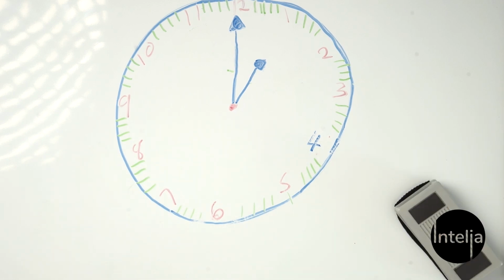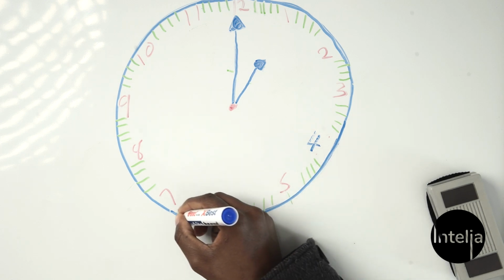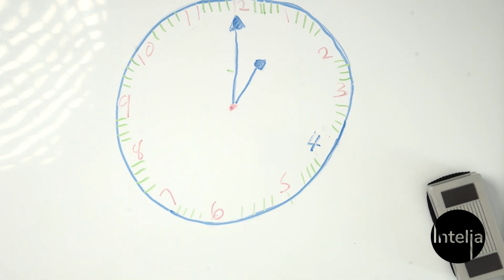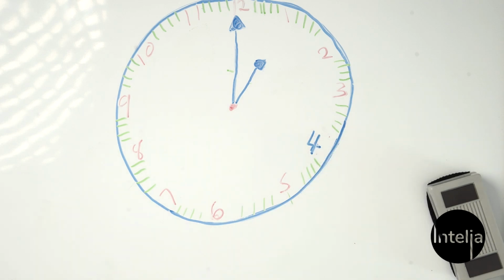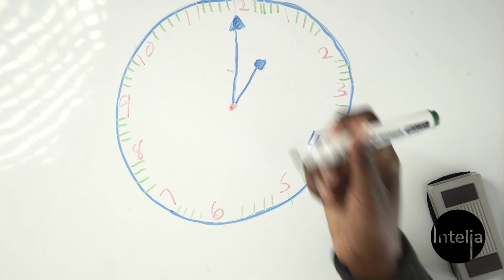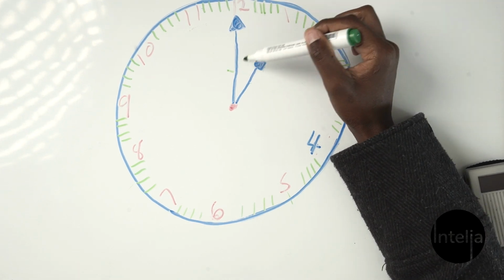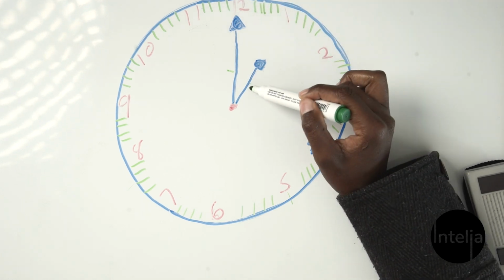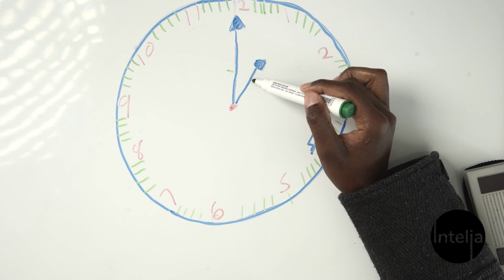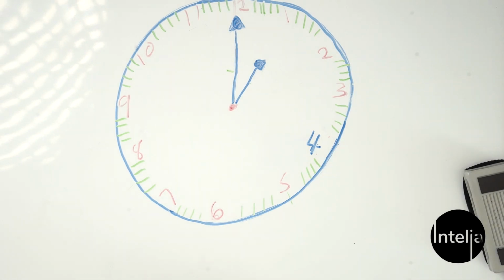Now I'm going to teach you how to identify time. You see, our minute hand, remember the longer one is our minute hand, is pointing at 12, and our hour hand, remember the shorter one is the hour hand, is pointing at 1. That means it's 1 o'clock.